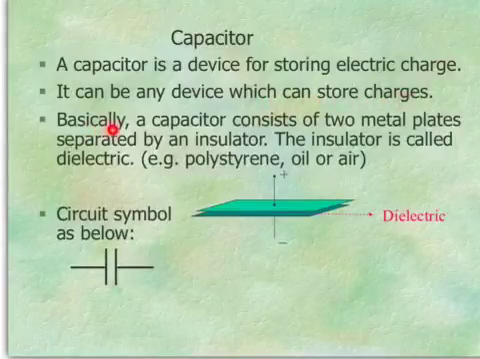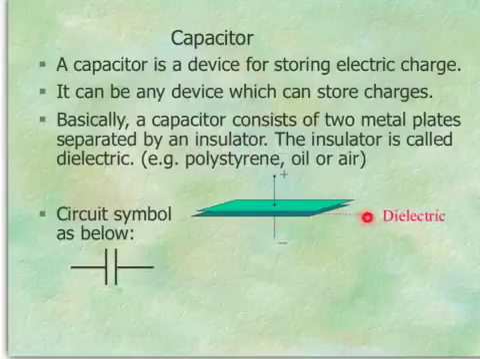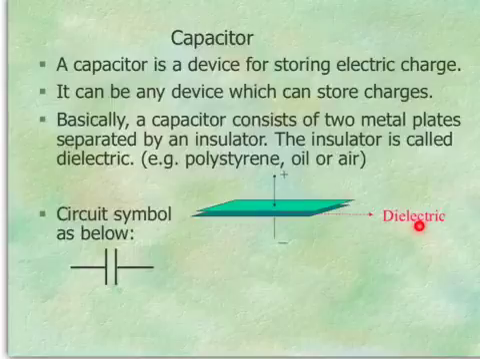Basically, a capacitor consists of two metal plates separated by an insulator like this. And the insulator is called the dielectric. The circuit symbol for capacitor is this one here.